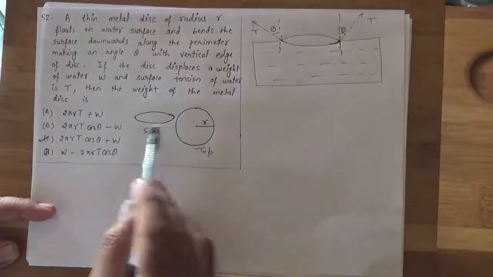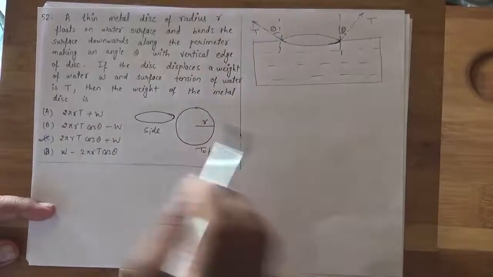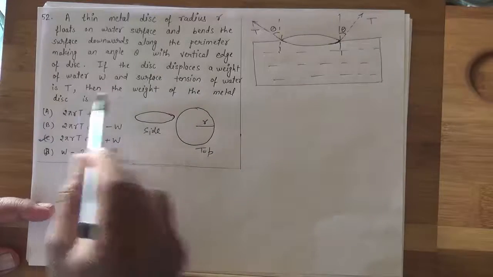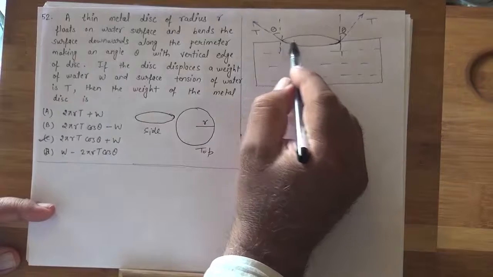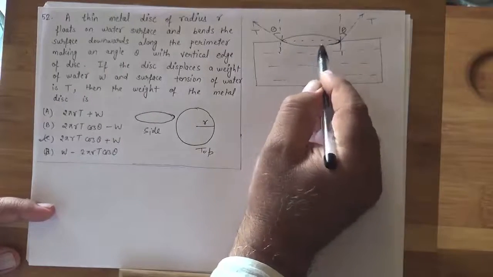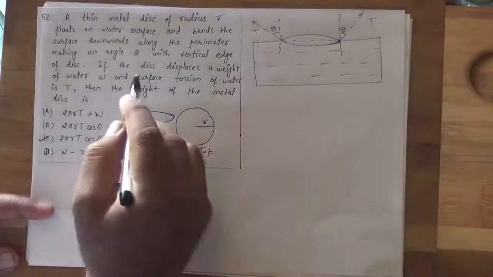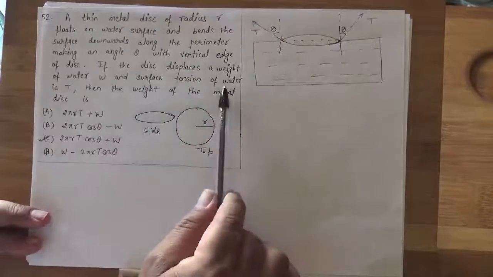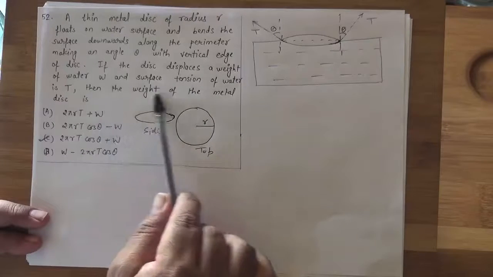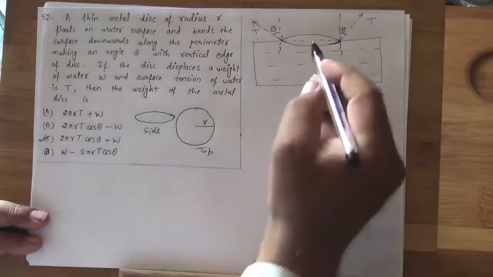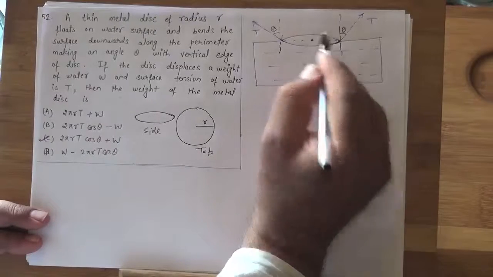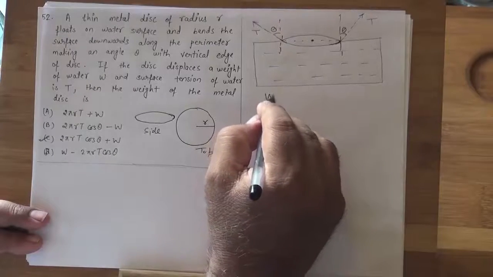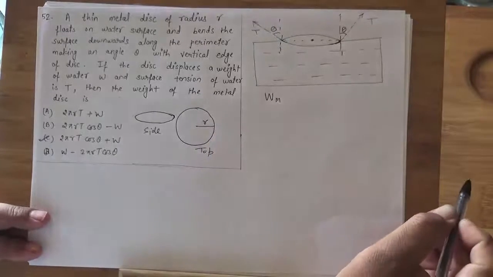ओके, ये हमने पानी में ऐसे डाली है इस तरह से। If the disk displaces a weight of water W, ये जितने पानी को इसने डिस्प्लेस किया है, that weight of water is W. Then the surface tension of water is T. The weight of the metal disk, उसके लिए हम कुछ नाम रख लेते हैं, Wm.